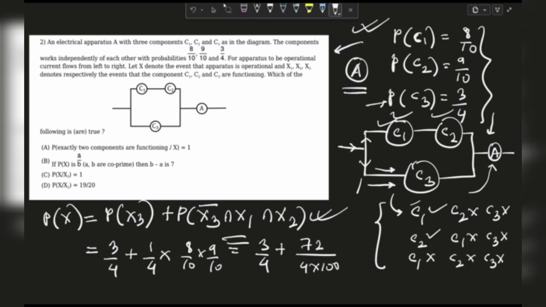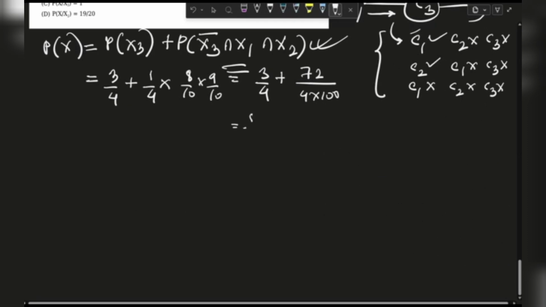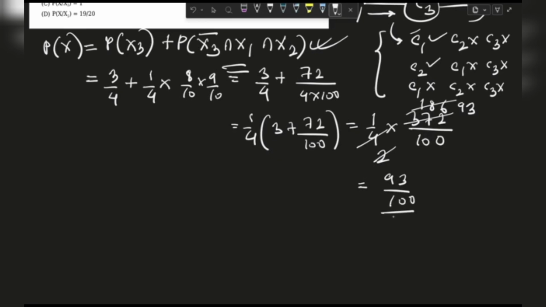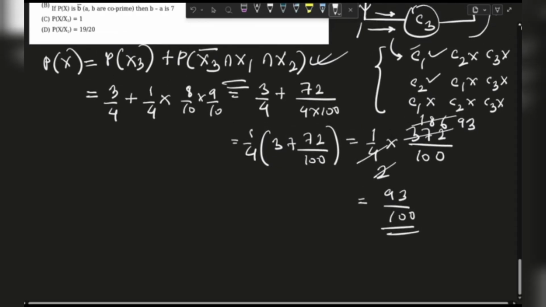So I will change the page and add this up. If we take a 1 by 4 common out from here, this will become 3 plus 72 by 100. So this is 100, I guess 300 plus 72. So 1/4 of 372 by 100. If we try to cancel this, 2 ones are 2, 8s are 16, 6s are 12, and this thing becomes 2 9s are 18, 2 3s are 6. So I guess this is coming out to be 93 by 100 here.